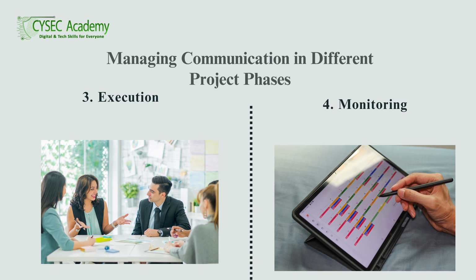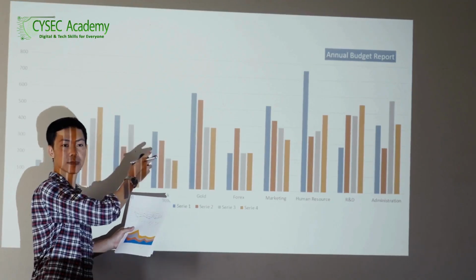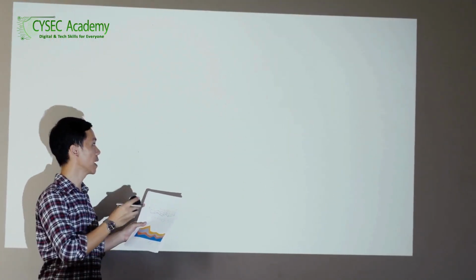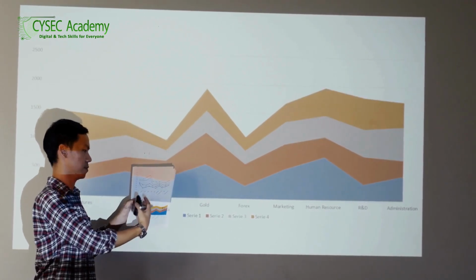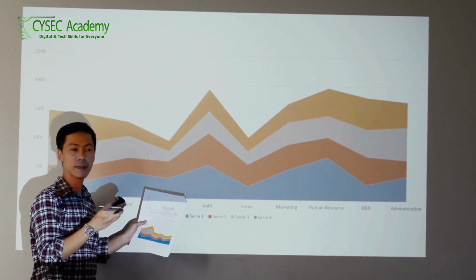4. Monitoring. Reporting on performance metrics and making adjustments. For instance, providing performance reports and making necessary adjustments to the project plan based on the data. 5. Closing, final reports, lessons learned, and project handover. For instance, conducting a project closure meeting to review what was accomplished and documenting lessons learned.